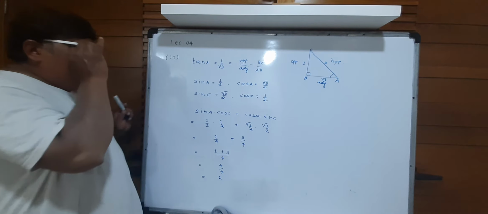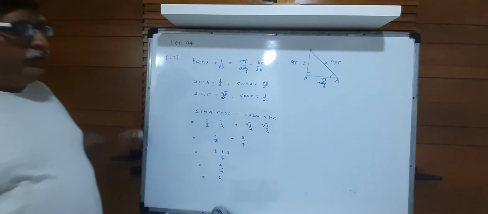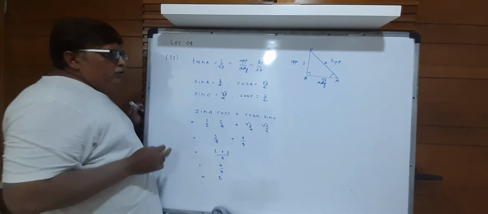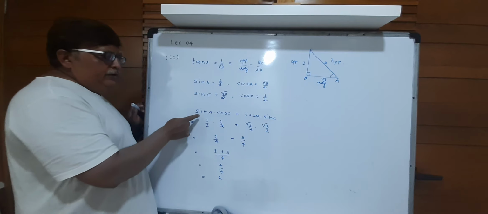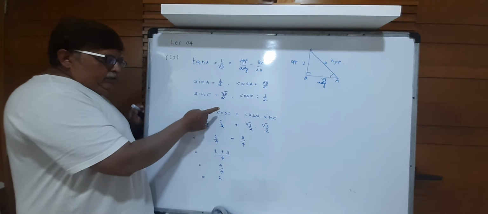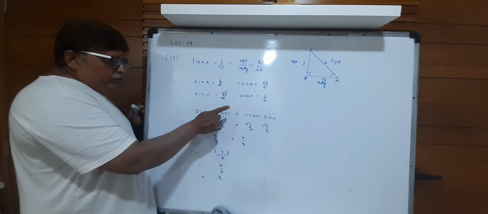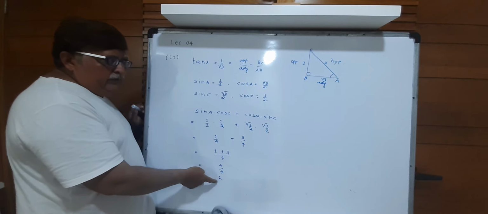Dear student, also mind one very important thing. Whatever the value of tan may be given, this should remain a constant identity. Sin A into cos C plus cos A into sin C is always equal to 1.